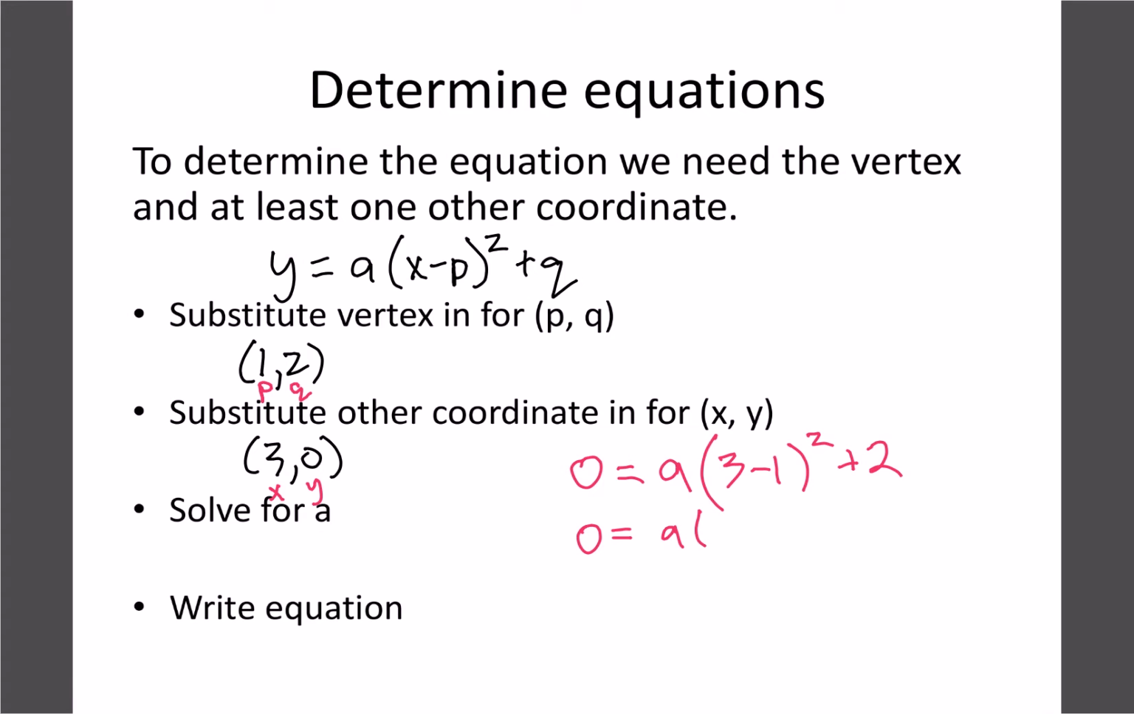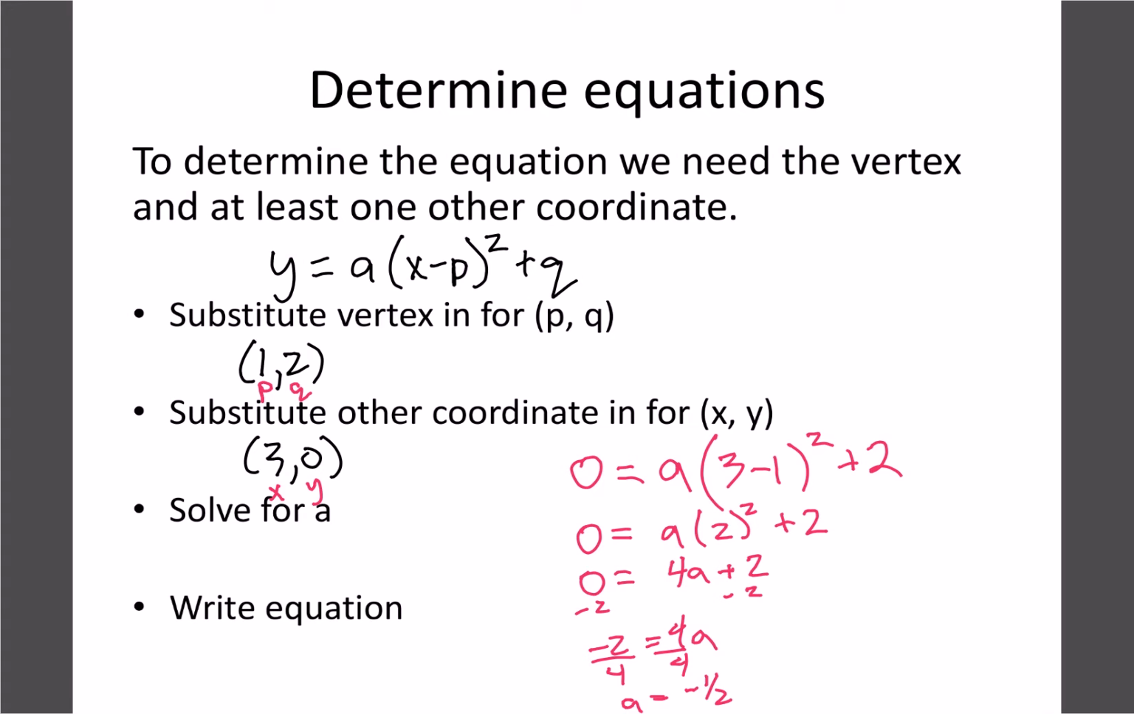So we'd have a times (3 minus 1), which is 2, and 2 squared is 4, so let's write it as 4a plus 2. And then we just solve that equation. Let's bring the 2 to the other side. So we'd have negative 2 equals 4a. Divide by 4, and we get a equals negative 2 quarters, or we could reduce that to negative a half.